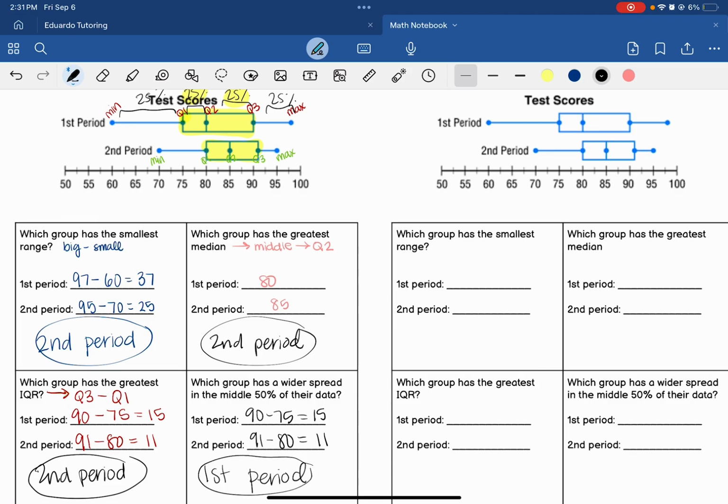And looking at this, I realized that I also made a mistake here. Fantastic, right? It's like I'm a teacher or something. So who has the greatest IQR? I apologize. The greatest IQR is first period because 15 is greater than 11.